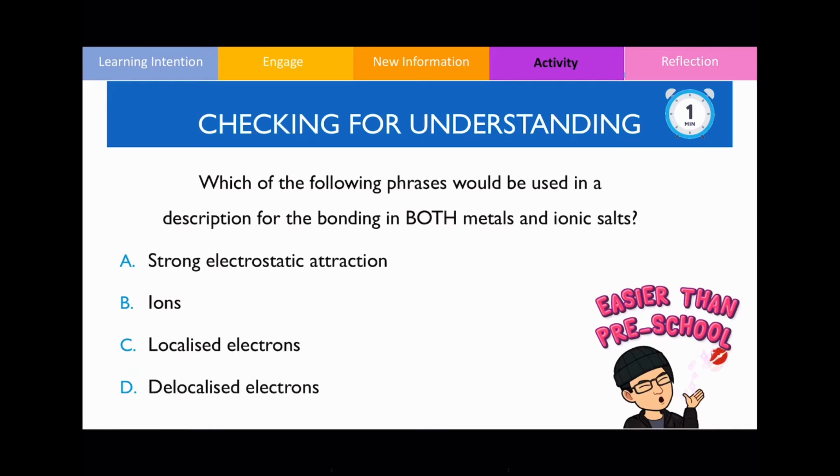The second question reads, which of the following phrases would be used in a description of the bonding in both metals and ionic salts? The answer to this question is going to be the strong electrostatic attraction. In metals, this occurs between the delocalized electrons and the metal cations, whereas in ionic compounds, this occurs between the cations and the anions.